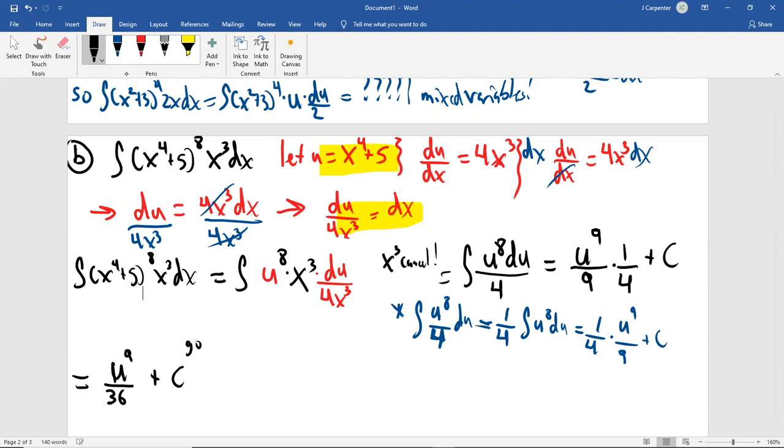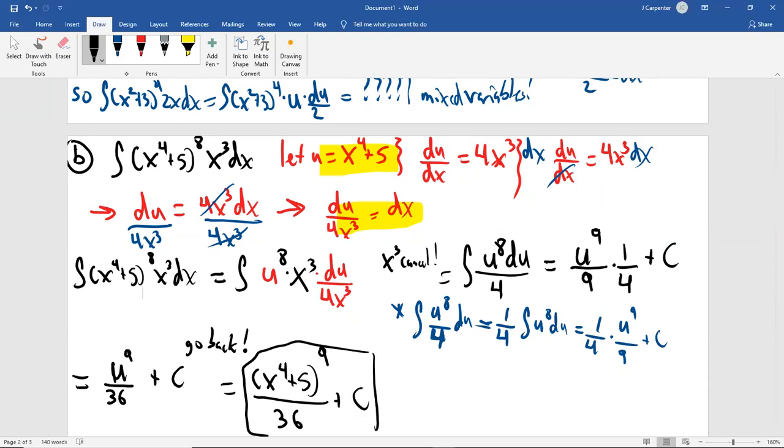Well, we have to go back to x. Instead of writing u, we write x to the 4th plus 5, because that's what u is equivalent to. That's what we said. So instead of u to the 9th, it's now x to the 4th plus 5 raised to the 9th over 36 plus c. And there are a couple different algebraic ways to write that, but that's, in my opinion, the best.